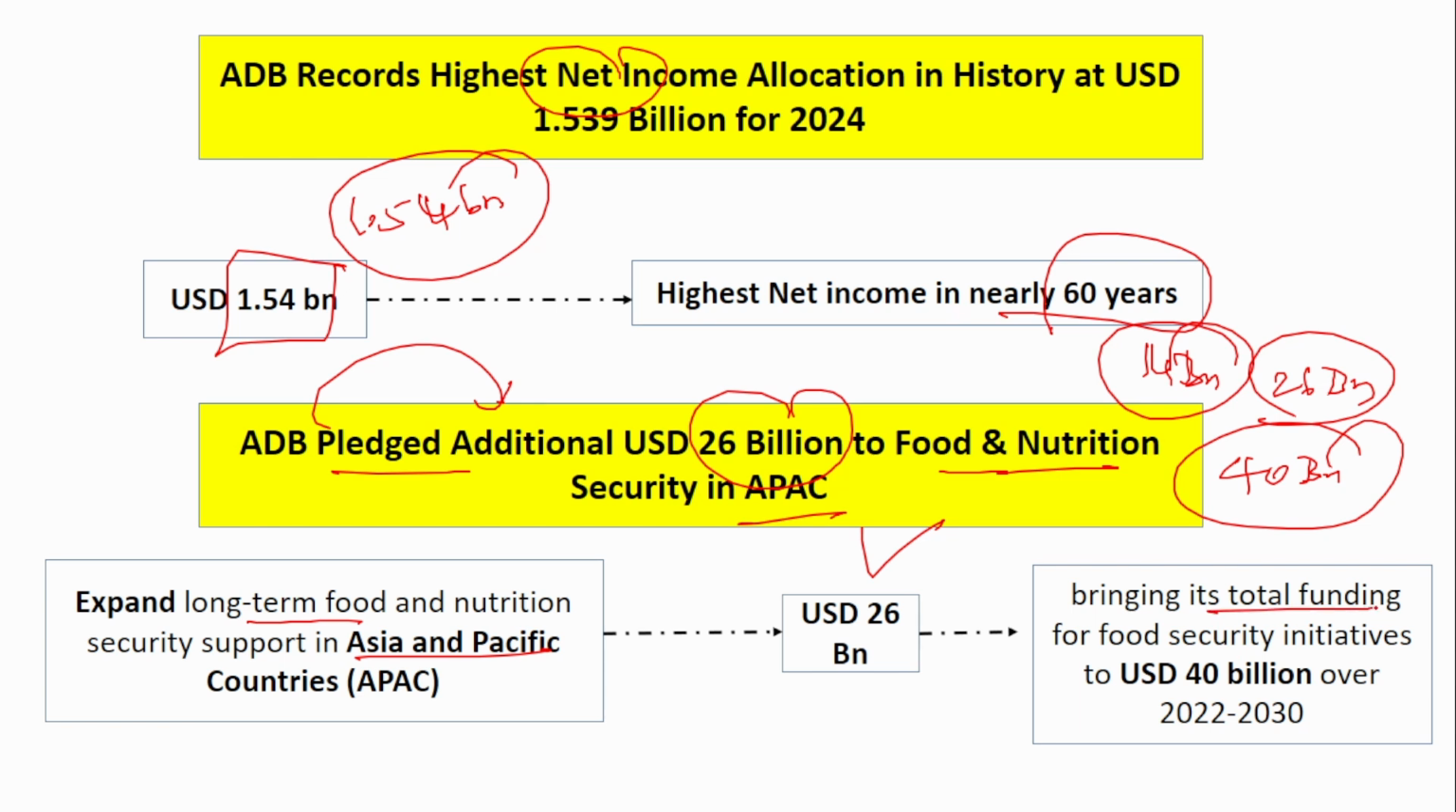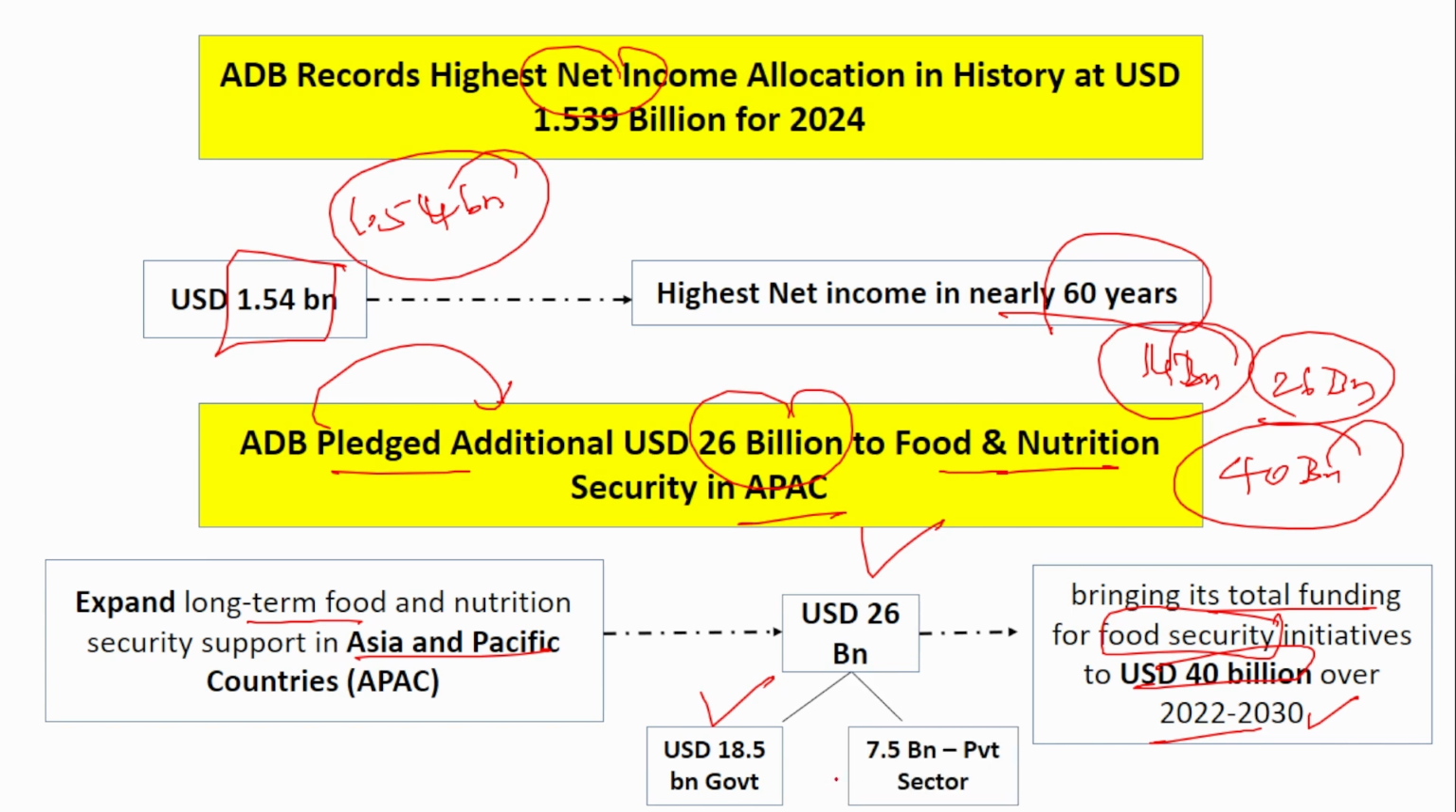This brings its total funding for food security initiatives to 40 billion over 2022 to 2030. So this 40 billion will not be used for 1 year, it will be used from 2022 to 2030. For this time period, this money has been allocated, and the purpose of allocation is food security initiatives. Out of this 26 billion, around 18.5 billion will be provided for government support measures, and the remaining 7.5 billion for private sector investments.